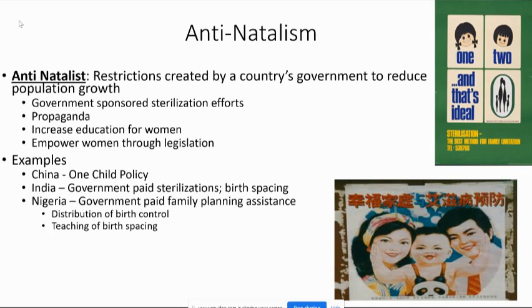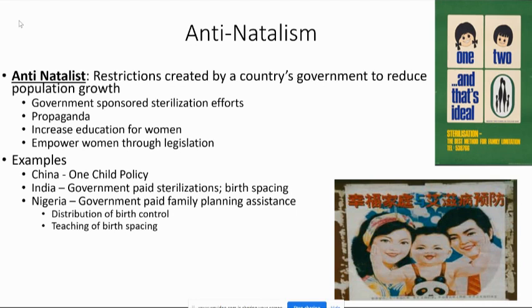So, like I said, a lot of countries have tried some of these things. I don't know if any of them have worked well, other than increasing the education for women. India, they tried the sterilizations. They also did something called birth spacing. Now, I want you to write this down. Birth spacing means that they encourage their people to wait a few years before they try to have their next kid. And this will reduce the amount of years that women can get pregnant.